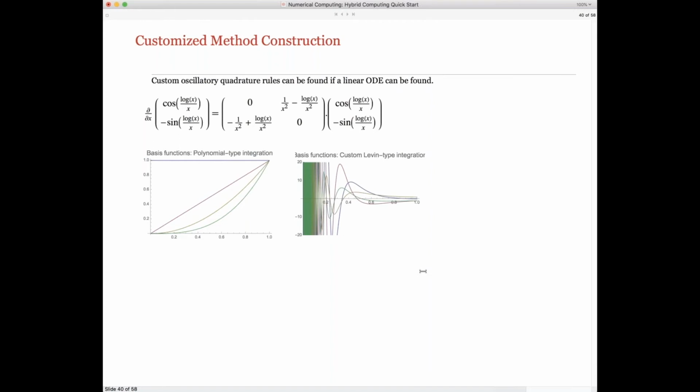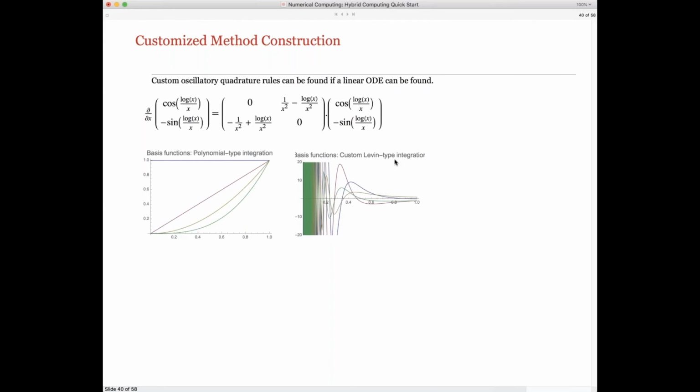The Levin basis functions are basically derivable from a linear differential equation satisfied by the oscillatory part of the integrand, if that differential equation exists and can be found. For this numerical integration, NIntegrate symbolically determines that the oscillatory part of the integrand satisfies this system of linear differential equations of order 2. And then in the plot, I've shown a few of the basis functions that are used by the NIntegrate function when computing this numerical integral using the Levin-type integration method.